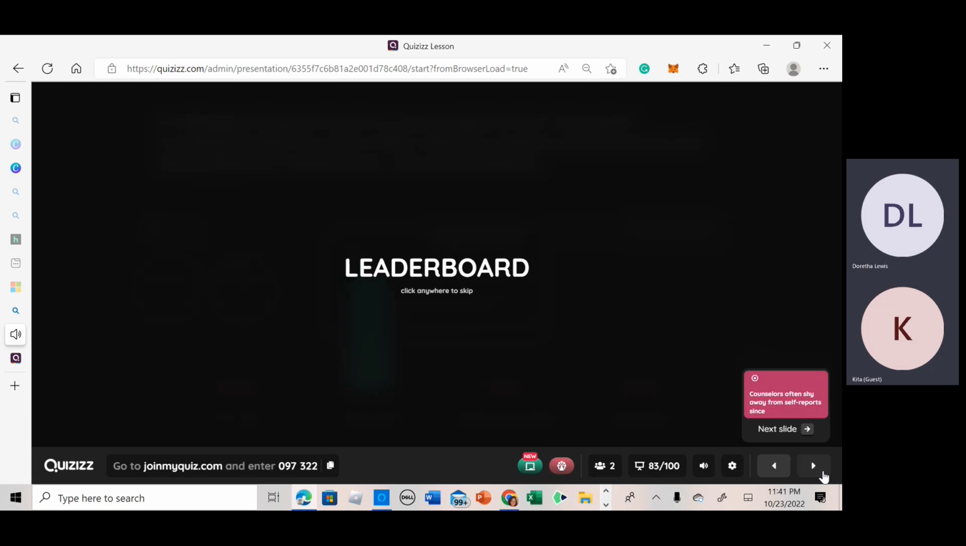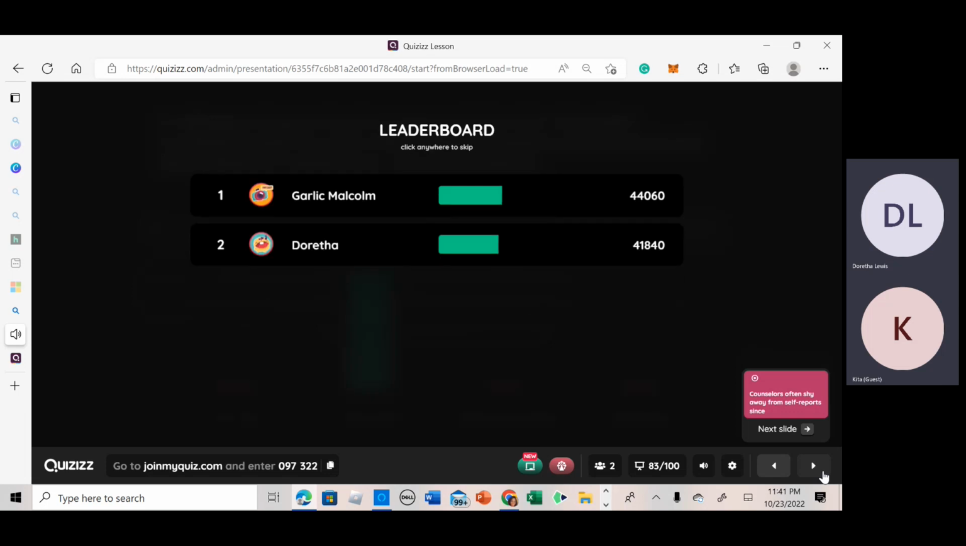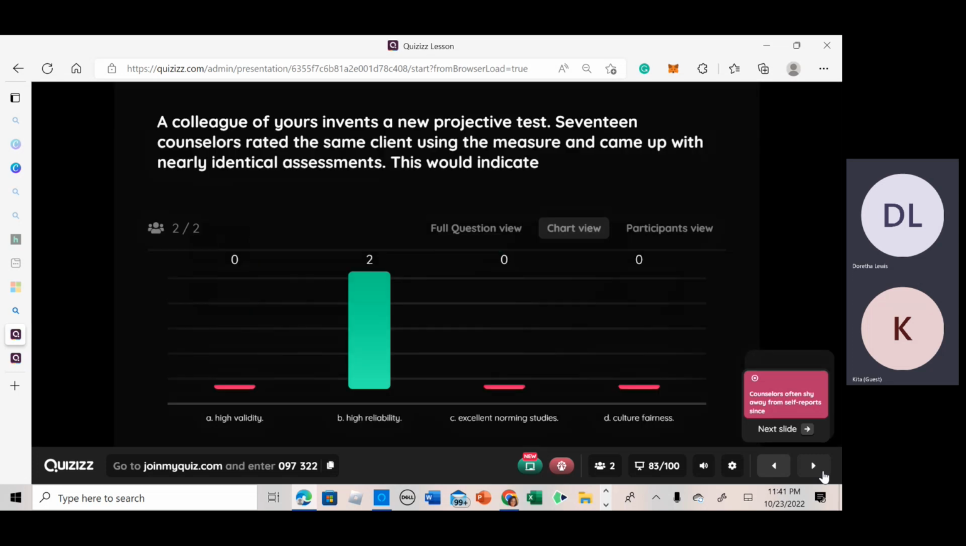A colleague of yours invents a new projective test. 17 counselors rated the same client using the measurement and came up with nearly identical assessments. This would indicate B, a high reliability.